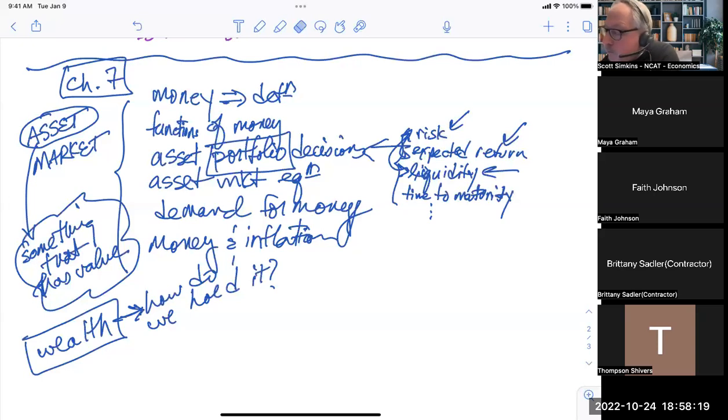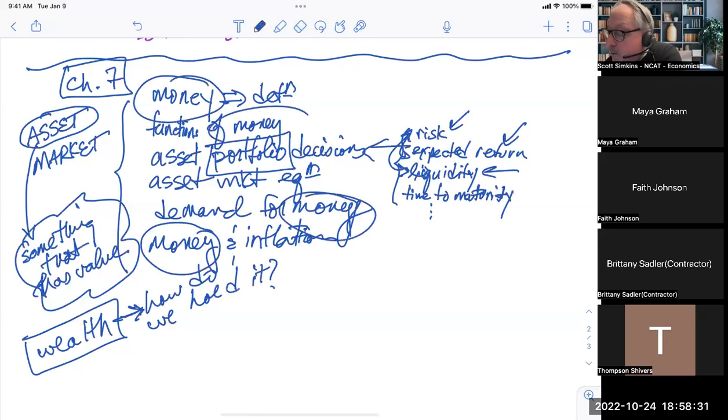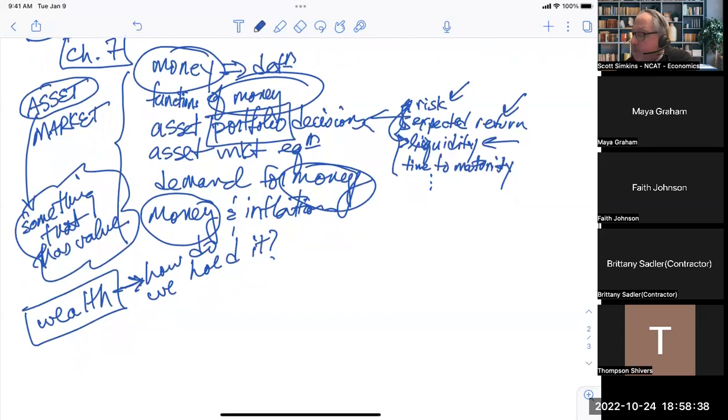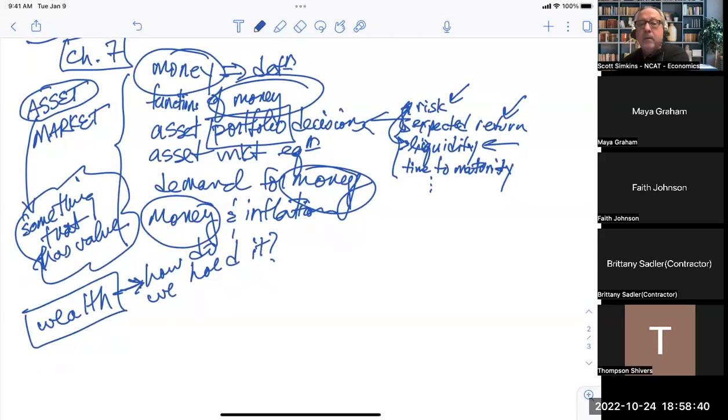What we're ultimately interested in this chapter, though, is money. Why? We're going to go a little bit further on this, and then we're going to come back and answer questions. Why money?